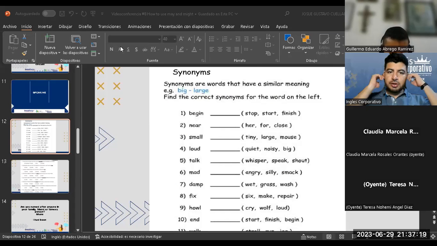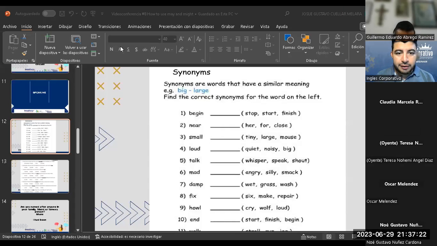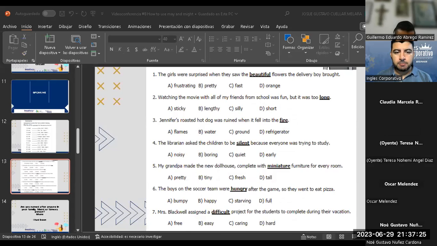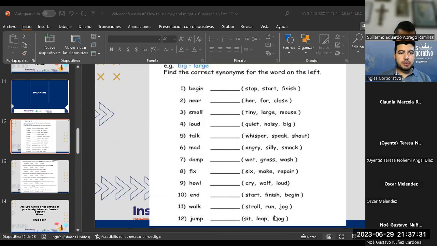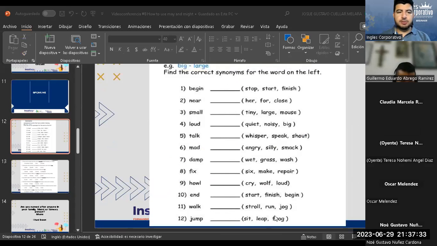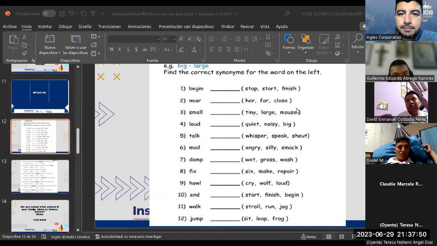Okay, we're going to start completing this. And here we have some of the options from 1 to 12. Let's see, what do we have? I know that you have worked on this. We're going to start in this case with Guillermo and then Oscar. Okay, Guillermo, select one. Tell me what number. Mention the word here and the word from the category. Okay, the number one is begin, and the synonym is start. Yeah, that's it.